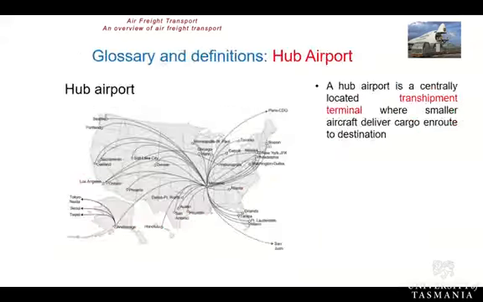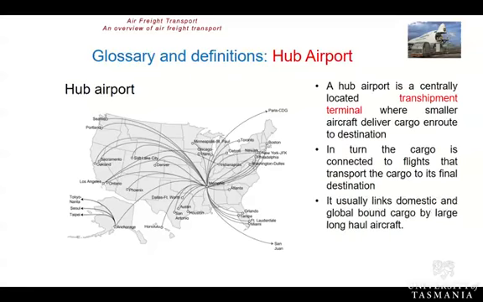The third little definition I wanted to share with you was hub airport. In your reading, you'll come across a hub airport. Essentially, it's a centrally located transshipment terminal where smaller aircraft will deliver their cargo into that particular terminal. That will then be transferred to a larger long-haul flight which will go on to its final destination. This particular view that we can see there is the FedEx hub, which operates out of Memphis. If you put a circle around it, notionally you can get a sense that you've got the hub in the middle and you've got a number of spokes that make up that hub, and hence the term coined, hub and spoke system.